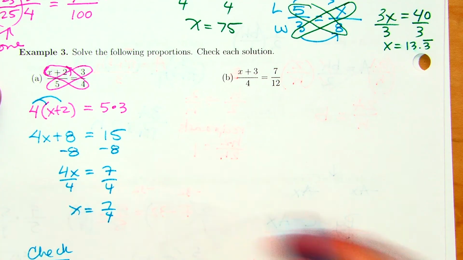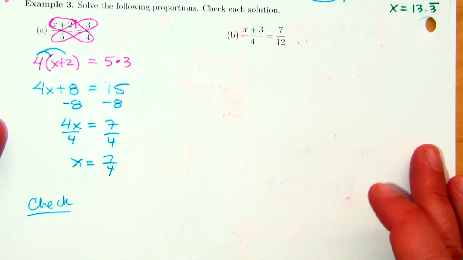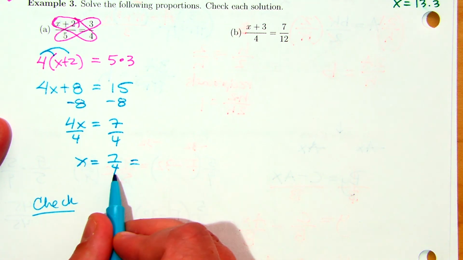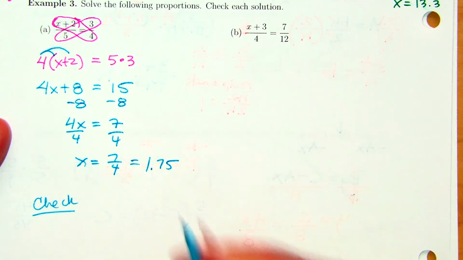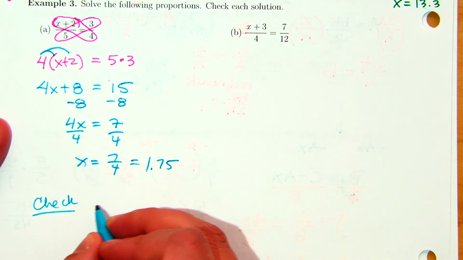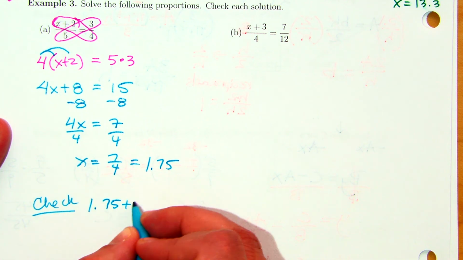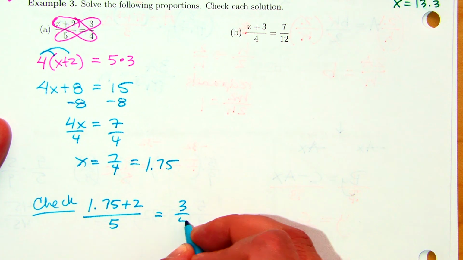We can plug that back in. Now, I should show you how to do that check on the calculator because, well, this is a terminating decimal. So you could actually turn this into, how many times does 4 go into 7? Isn't it 1.75? So 1.75 if you want to use that. Because putting a fraction into a fraction, it's possible, but it just doesn't look as nice. So our check is going to be 1.75 plus 2 over 5. Is it equal to 3/4?